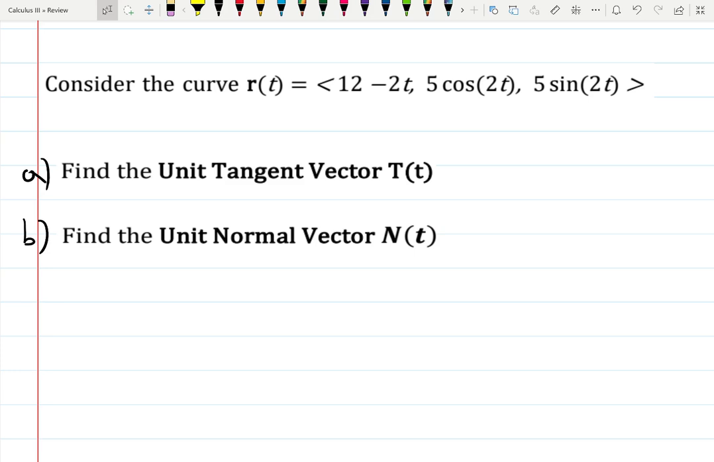In this video, let's review what our T, N, and B vectors are. The question asks us to look at the curve r and find the unit tangent vector T, find the unit normal vector N, and sometimes you are also asked to find vector B. So what are these three famous vectors?